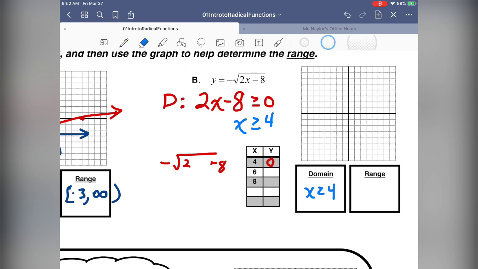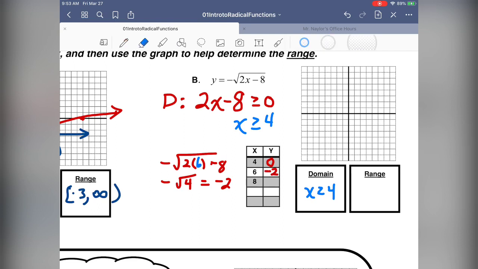Now, if you plug in 6, you end up with the square root of 12 minus 8. And I want you to see that 12 minus 8 gives us, so to speak, a nice square root, an even or perfect square number. So, of course, that comes out to be 2. But we have that negative sign in front, and so we want to make sure that when we get 2, we actually make it negative.